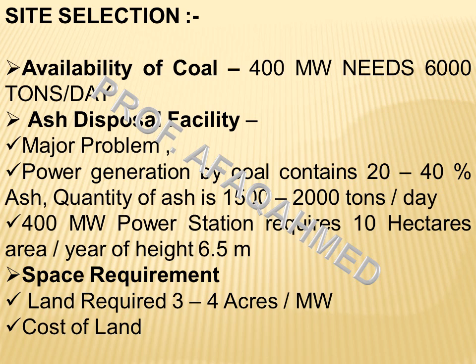Next is the cost of land and nature of land. The selected site for the power plant should have good bearing capacity as it has to withstand the dead load of the plant and forces transmitted to the foundation due to the machine operations. There are a number of cases where plants have failed due to weak foundations. The minimum bearing capacity of land should be 10 bar.